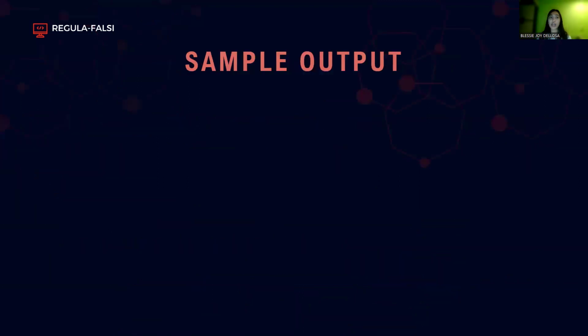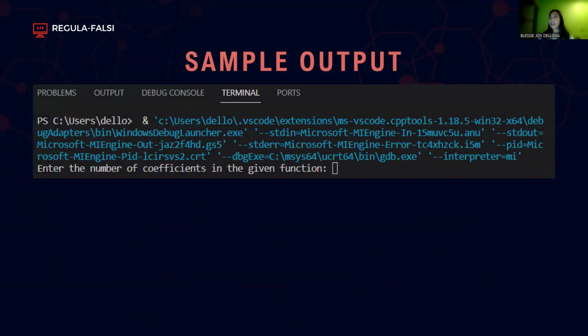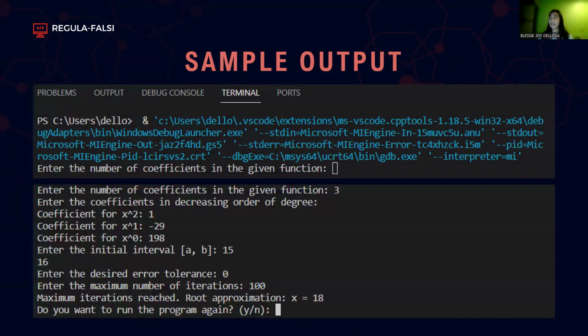So as a sample of output, as you can see on the screen, it will first prompt to enter the number of coefficients, and it will depend on the user what number you have. In the sample output, I inputted 3, meaning this is the decreasing order of degree. We have x raised to 2, x raised to 1, x raised to 0. So the coefficients you just have to enter. For this one, we have 1. Coefficient for x raised to 1, negative 29.